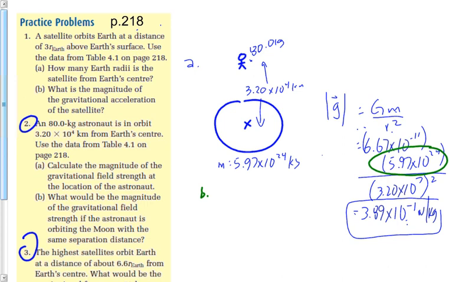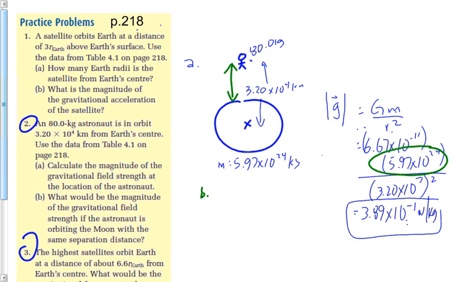What would we have done here, just a quick little change to this? What would we have done if they had given you this distance, the distance from the surface of the Earth to where this astronaut is orbiting around? How would we change this question? How would we have solved it then, Kevin?